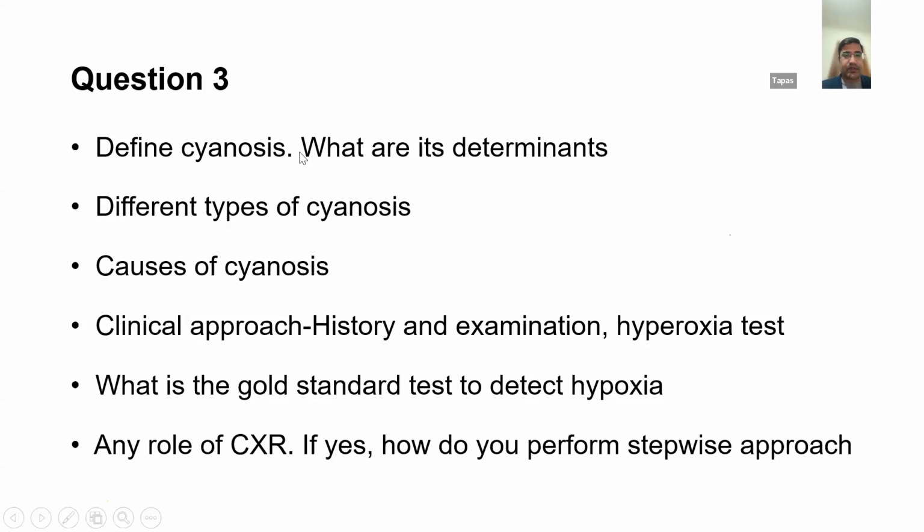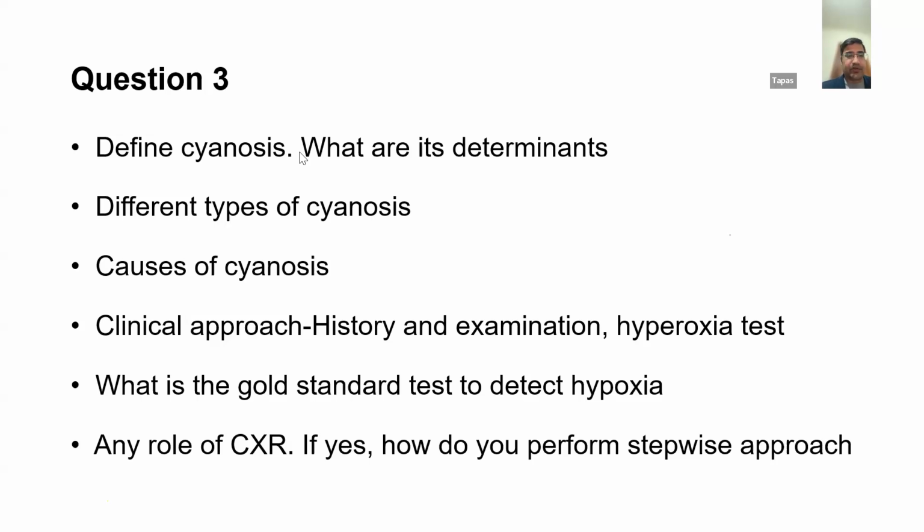So, how do you define cyanosis? Okay, so deoxygenated hemoglobin of more than 4%. Precisely, it is more than 3 gram per deciliter in arterial blood or more than 5 gram per deciliter in capillary blood. So what are its determinants? What are the factors which determine cyanosis?